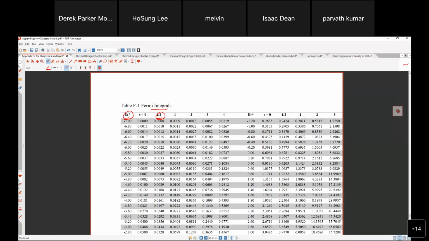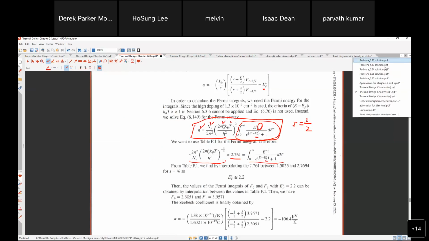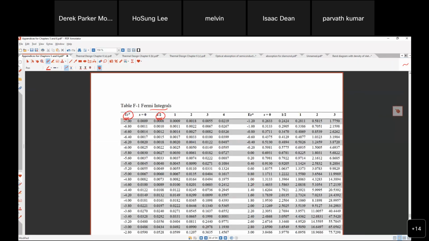And what is a 2.7? 0.27. I'm sorry. I have a very bad memory. 2.76. I'm sorry. So 2.76 is around here, 2.6, 2.76 and a half. So somewhere is the value of the Fermi.